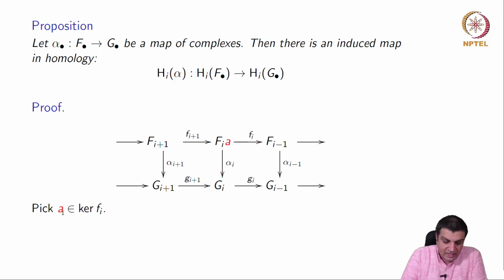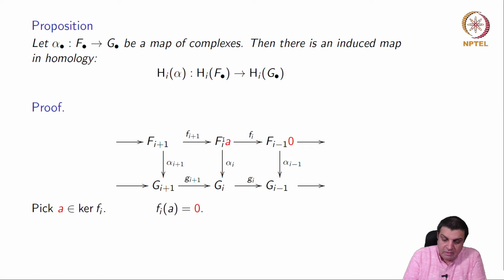So let's pick an A in the kernel of Fi. Remember, elements of homology are kernel mod image. So they are represented by the residue classes of elements of the kernel, going modulo the image of the previous map, the submodule image of the previous map. So we'll just take an element in the kernel. Okay. So A is in the kernel of Fi, which just means that A goes to 0.